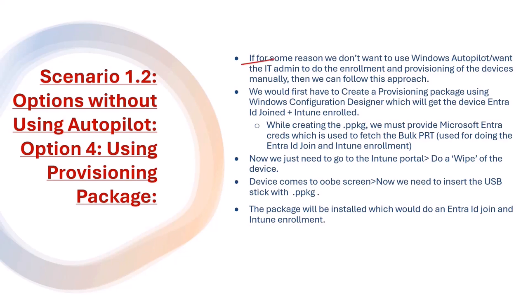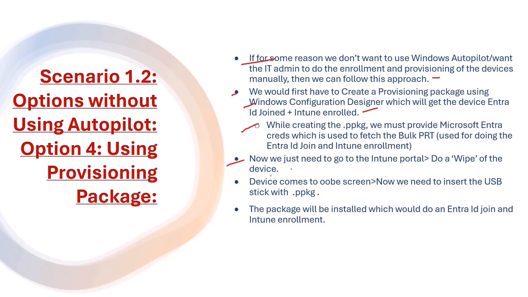For some reason, if we don't want to use Windows Autopilot and want the IT admin to do the enrollment and provisioning of the devices, then we can follow this approach. We would first create a provisioning package using Windows Configuration Designer, which will get the device Azure AD joined and Intune enrolled. While creating the package, we must provide the bulk BPRT, which is going to do the Azure AD join. And we just need to go to the Intune portal and do a wipe.